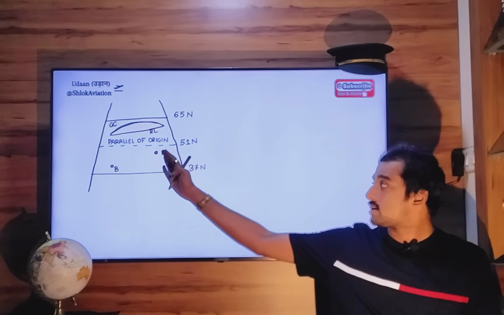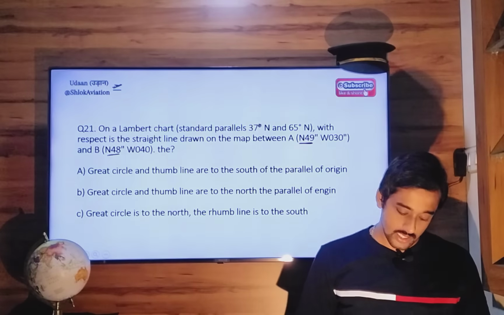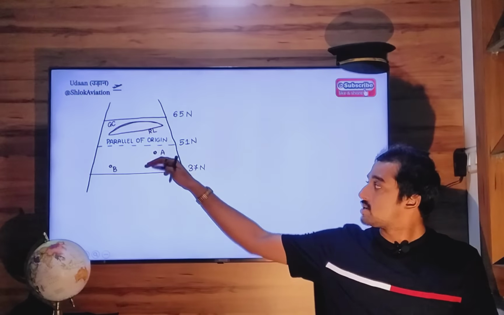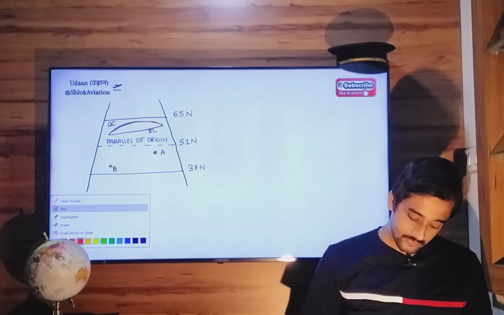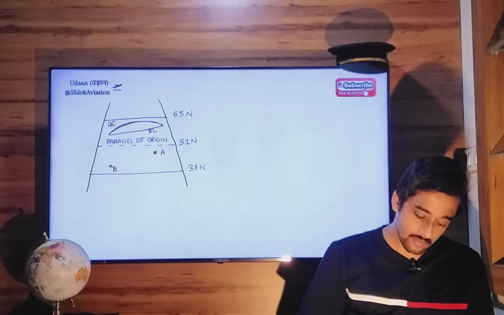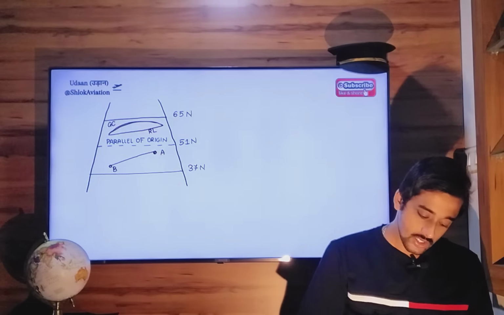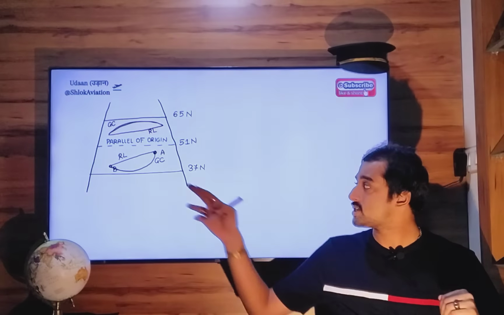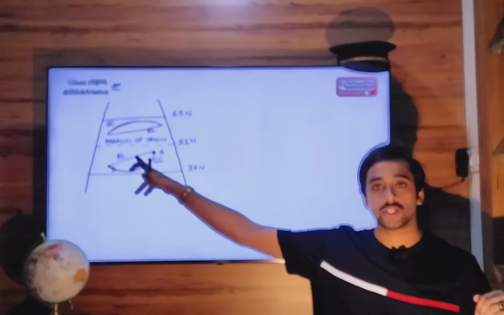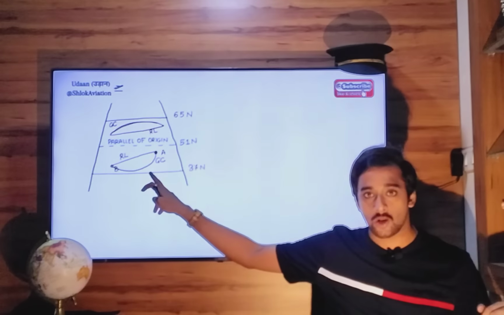And A is to the east of Bravo. So now the great circle joining this. Since the parallel of origin is above both the points Alpha and Bravo, what will happen? So the great circle joining Alpha and Bravo will be away from that parallel of origin. It will bend away from it. So it will be something like this. Okay, this will be your great circle. Rhumb line will be towards the parallel of origin. So rhumb line is here, close to the parallel of origin. Great circle is bending away from the parallel of origin.